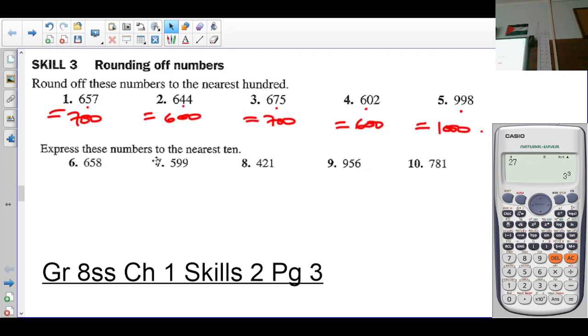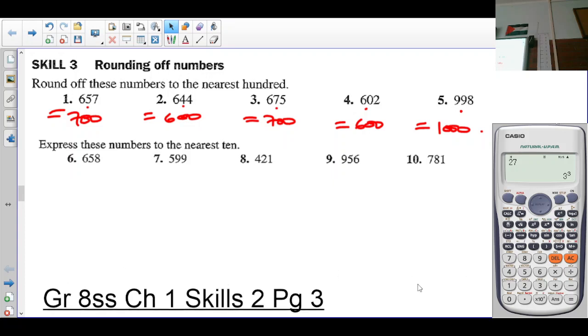Skill 3, number 6, expresses numbers to the nearest 10. So now, you're going to look at the units number, not so. If that unit's number is greater than or equal to 5, it will change the tens unit to 1 more. If it's less than 5, it will retain the number, it will stay the same. So 658 would be written to the nearest 10 as 660, since it's greater than 5. The next one, it's going to change that to 1 more. Not so? So it will change that 590 to 600.